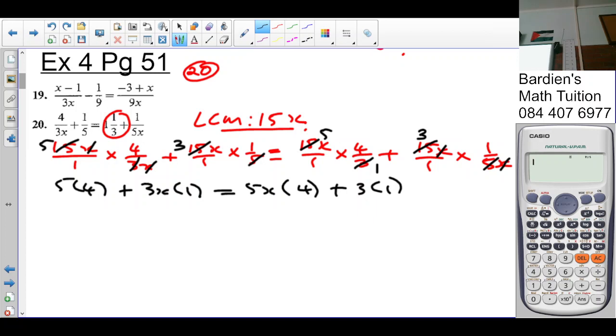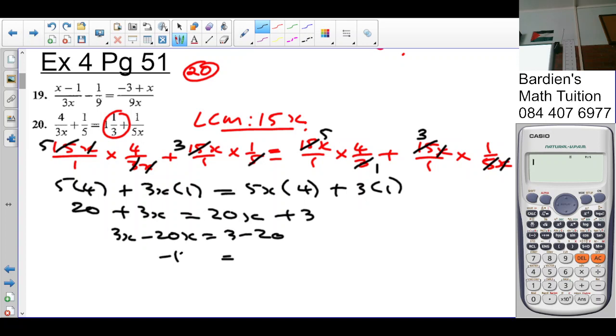Nice, you did a different method. Right, so what do we get? 20 plus 3x is equal to 20x plus 3. X is one side, numbers the other side. So it's 3x minus 20x equals 3 minus 20. Negative 17x equal to negative 17. X is equal to.